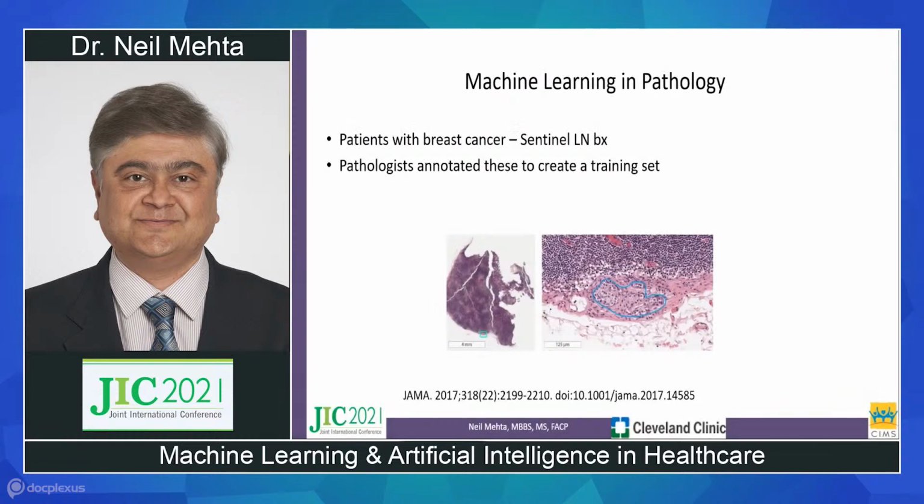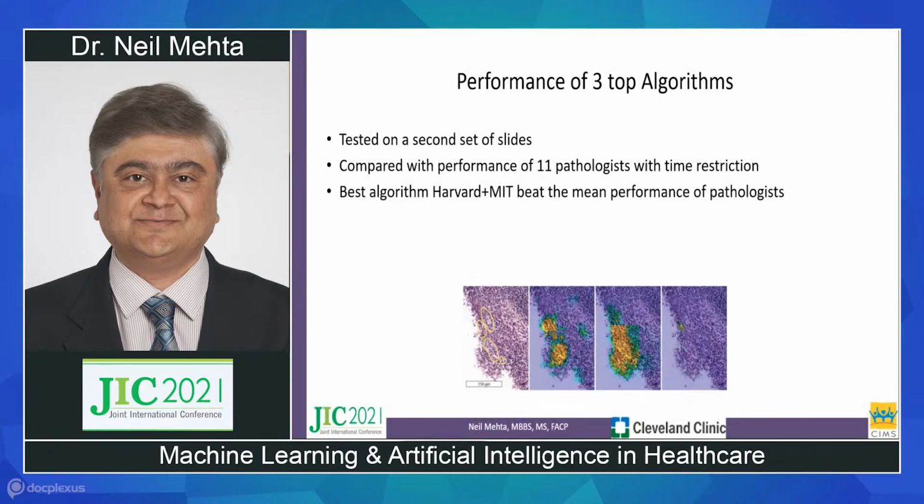Pathology is another great area for machine learning because of the visual data. In this experiment, the authors annotated a number of pathology slides of sentinel lymph node biopsies in patients with breast cancer to create a training set. They then invited teams of machine learning experts to create algorithms to try and diagnose the abnormality in this pathology specimens.